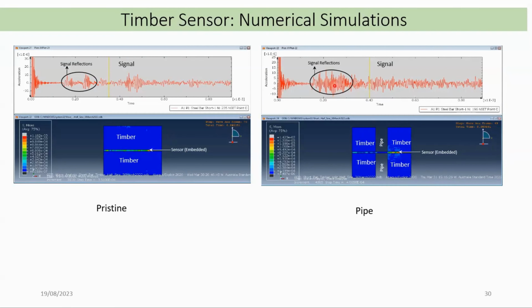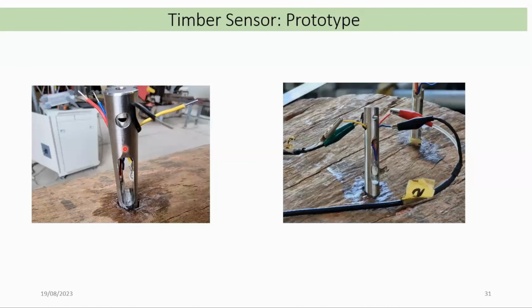So if you see here, when there is deterioration, there is more energy in the bar. And when there is solid, there is less energy in the bar, because a lot of the energy gets, let's say, dissipated into the timber. So this is the basic operating principle of the timber guided wave sensor. This is how the sensor looks.